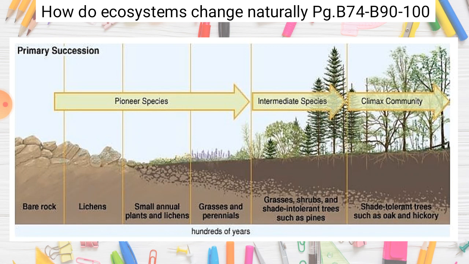You can see here the gradual process of primary succession. First, we had bare rock. Then, we had the pioneer species, the first species of living creatures that inhabit here. These usually are plants. Lichens do not need too much to survive. After some time, hundreds of years, small annual plants and lichens start growing. Hundreds of years more, grasses and perennials.